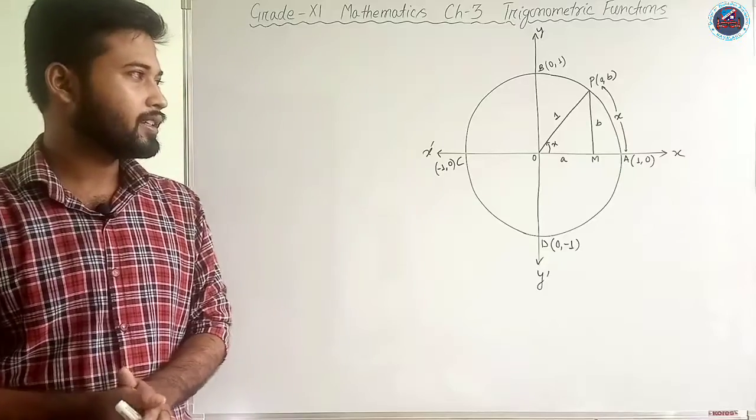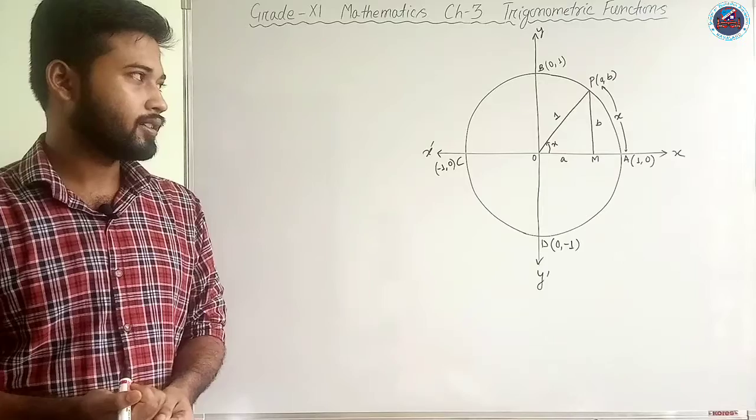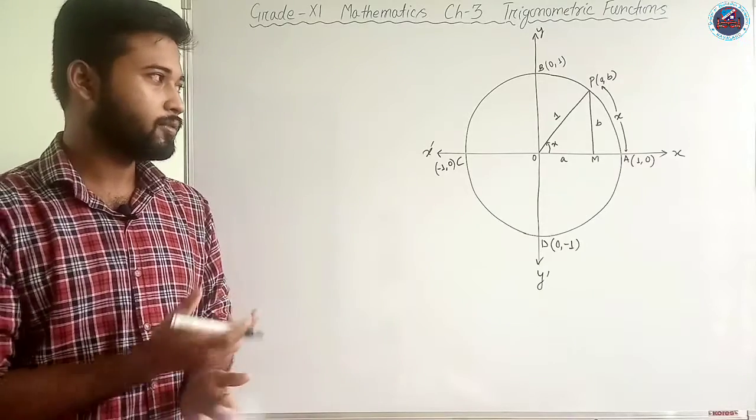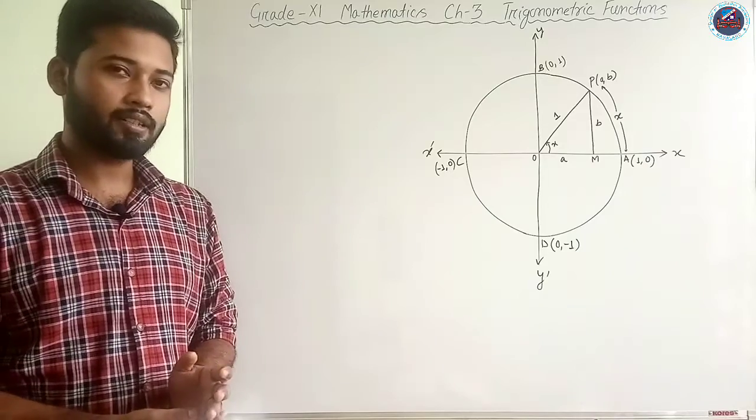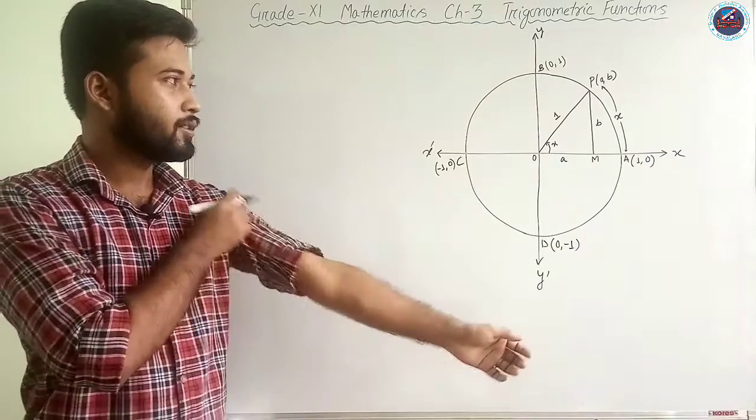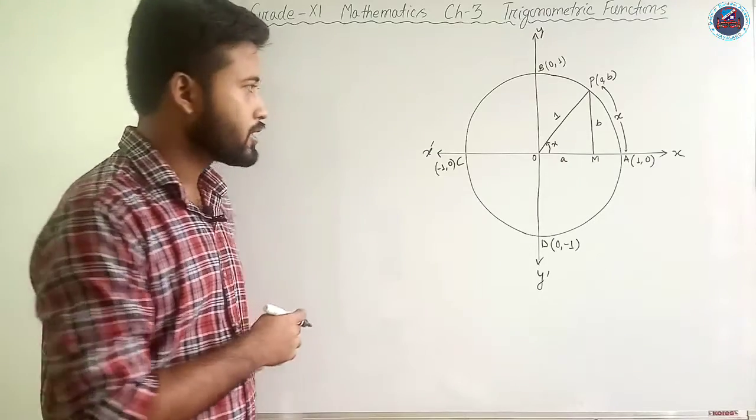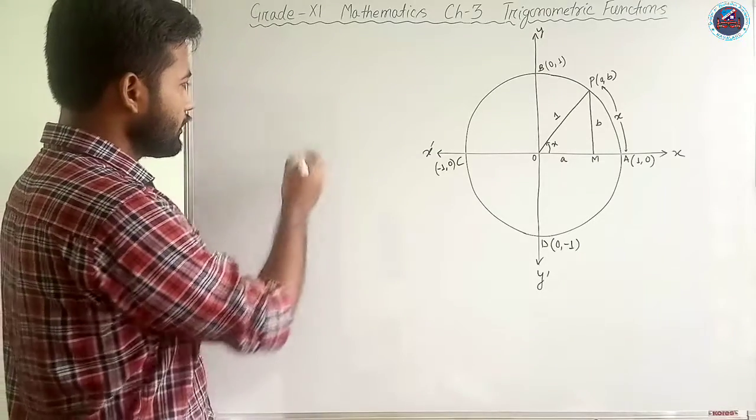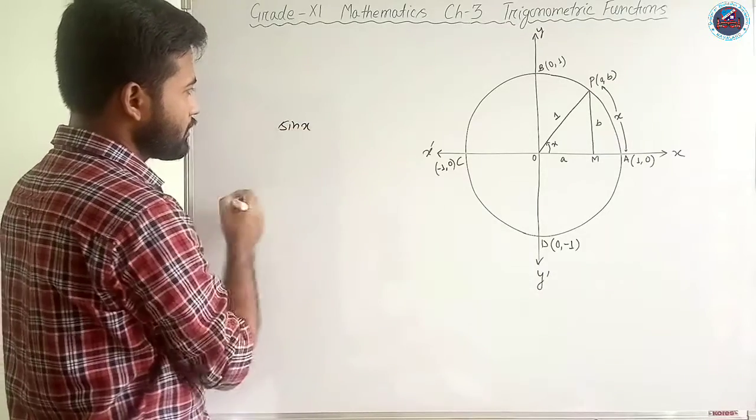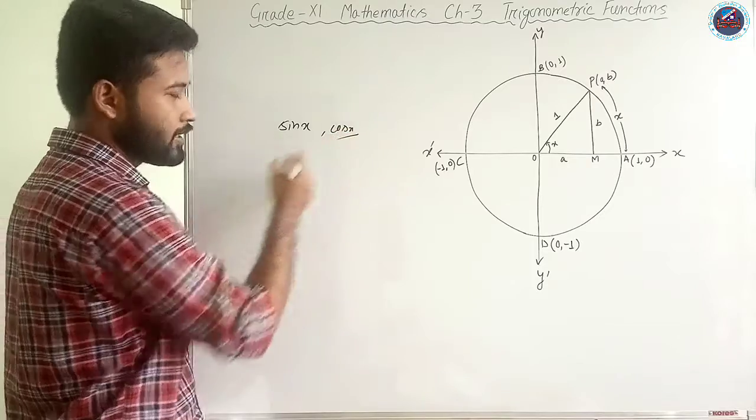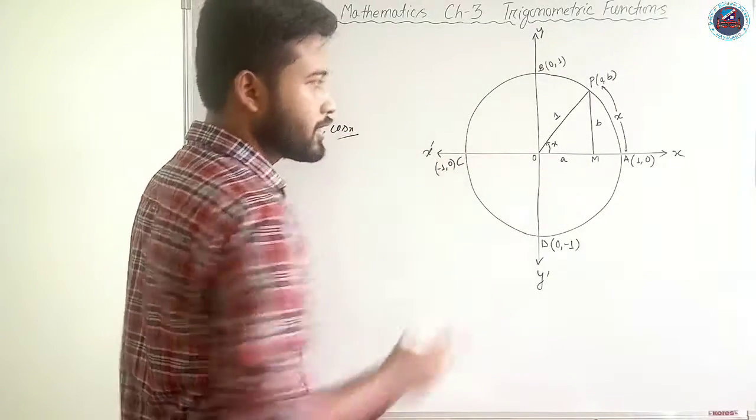In this video we shall discuss the trigonometric functions using the unit circle. In the previous video we discussed degree and radian measure, and we saw how we can use the radian to understand the concept of angles. Here we shall see how the functions sine of x and cos of x behave inside this circle, or how we can understand their behavior using this circle.